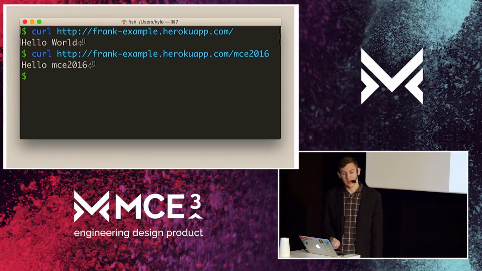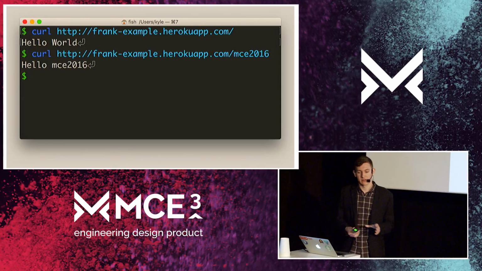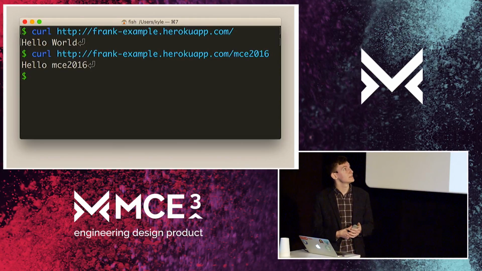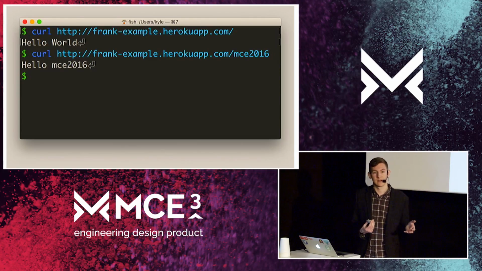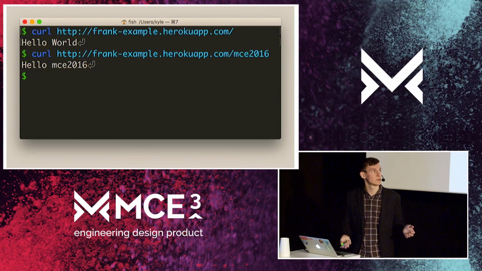Once it's deployed, we can go ahead and test it directly on Heroku. Here I'm using curl, a command line HTTP client. You can see requesting the root of the service returns hello world as we expected. And you can see that if we request slash MCE 2016, it returns hello MCE 2016.